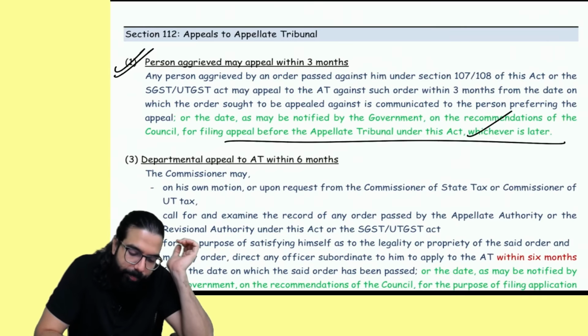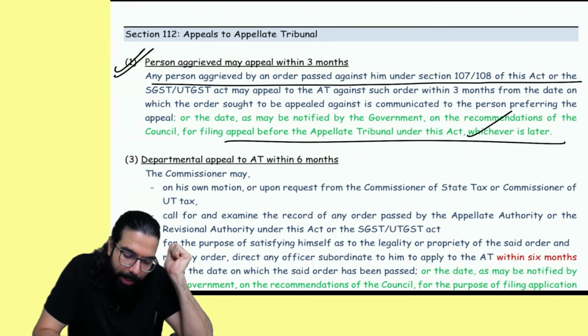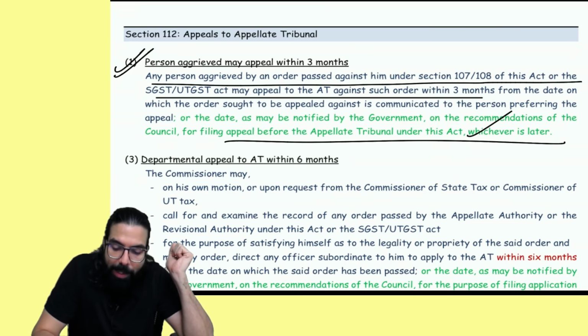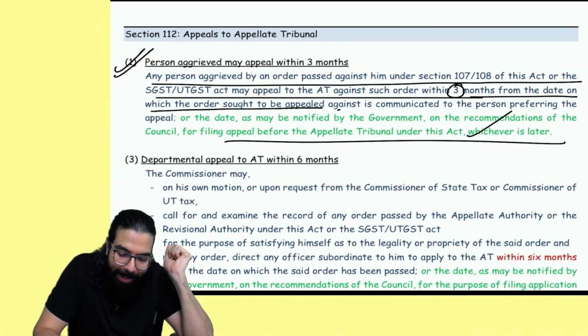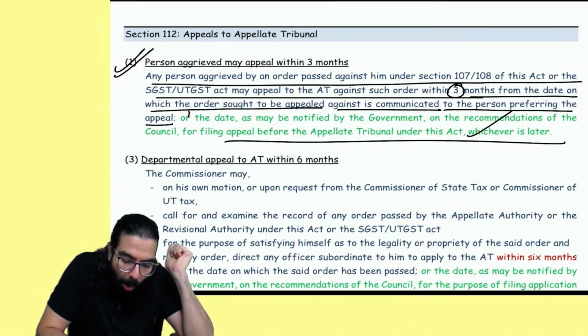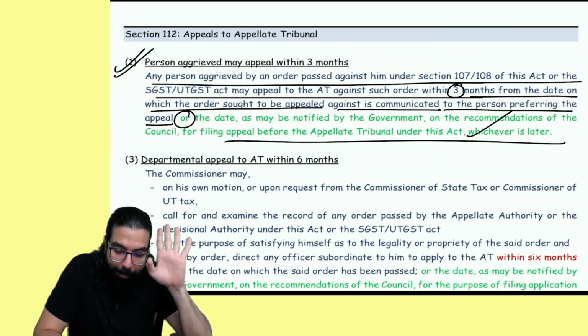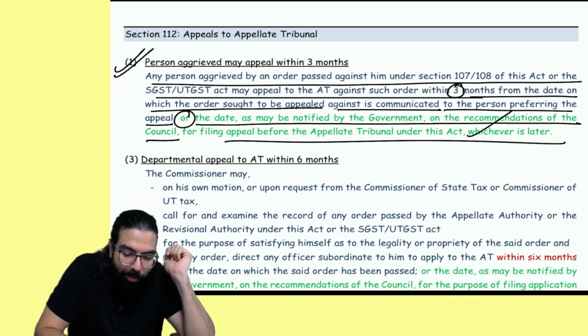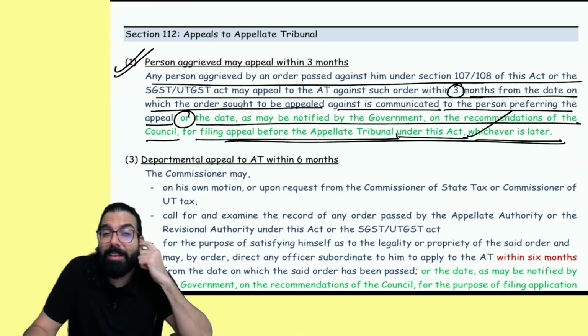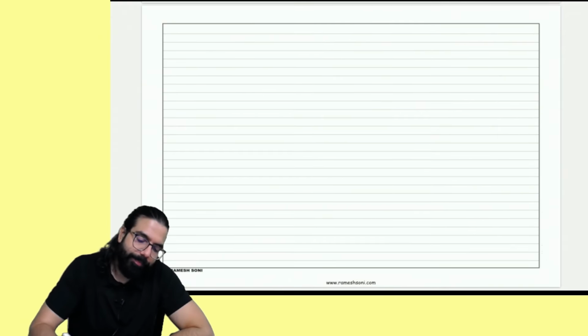See what they're saying. Any person aggrieved by an order of the appellate authority or revisionary authority can file an appeal within 3 months from the date of communication of the order sought to be appealed against, or the date as may be notified by the government on recommendation of the council for filing an appeal to the appellate tribunal under this Act, whichever is later. So people, tell me one thing.